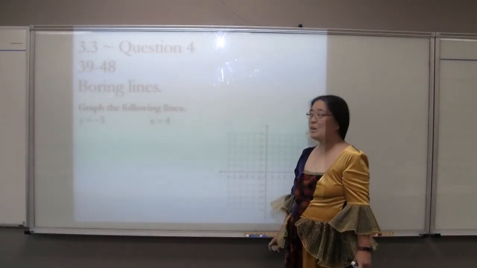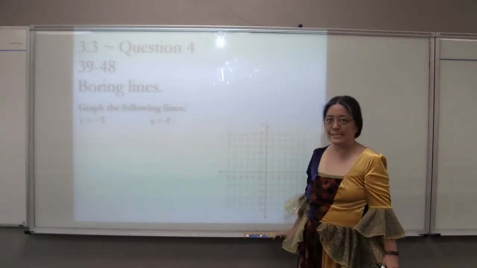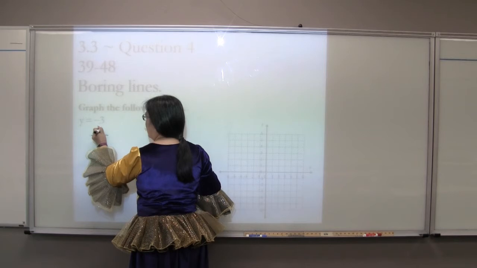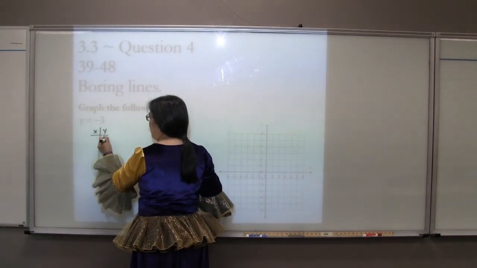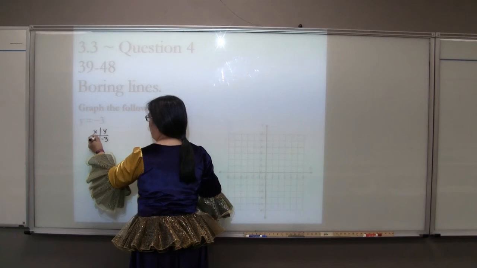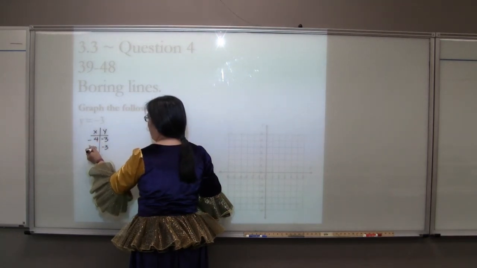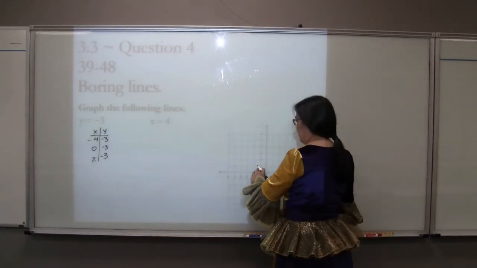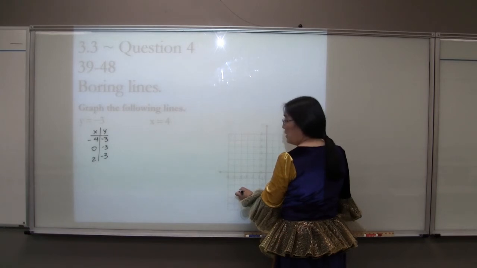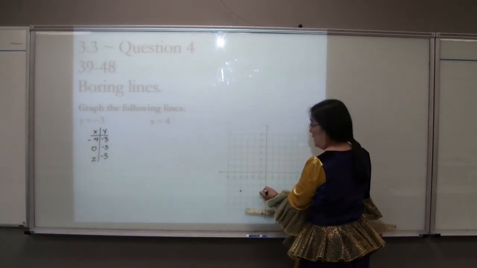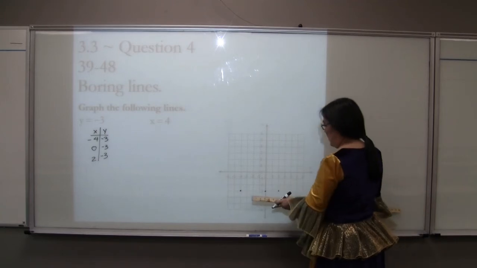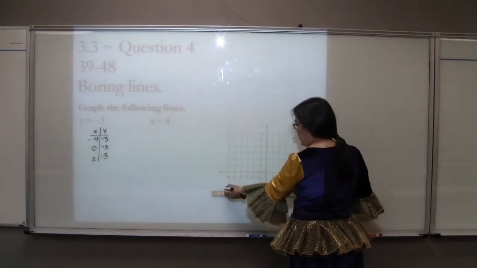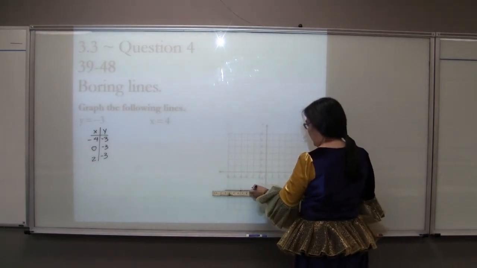Chapter 3, Section 3, Question 4. Boring lines. Now, boring lines are because it tells you, for our t-table, that y is -3. Y is -3 when x is -4. Y is -3 when x is 0. Y is -3 all the time when x is 2. So if I were to make -4, -3, 0, -3, and 2, -3, take a look, they line up beautifully to make a horizontal line, all of which have a y equal to -3.